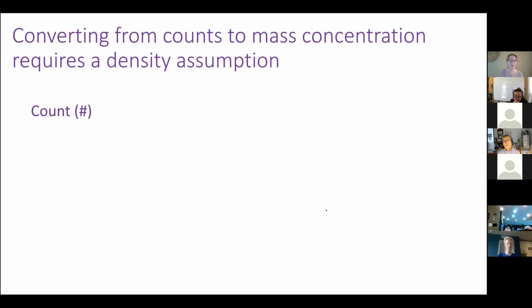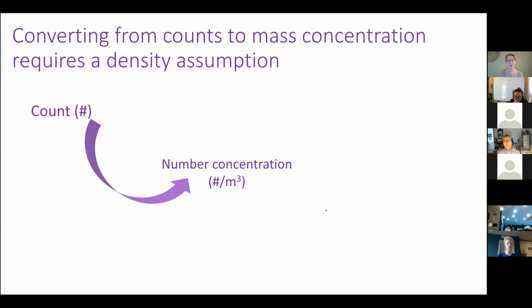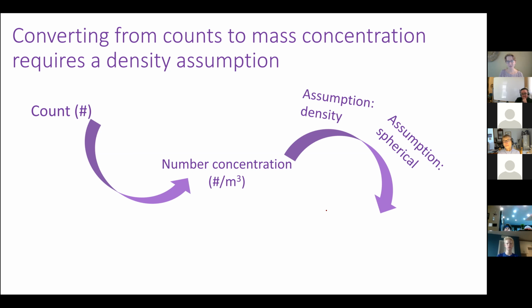So if we start with our count, we can get to our number concentration just by knowing the volume of air that went through the sensor for a given period of time. Then we need to make the jump to a mass concentration. And to do this, we need to make two assumptions. First, we have to assume a density.